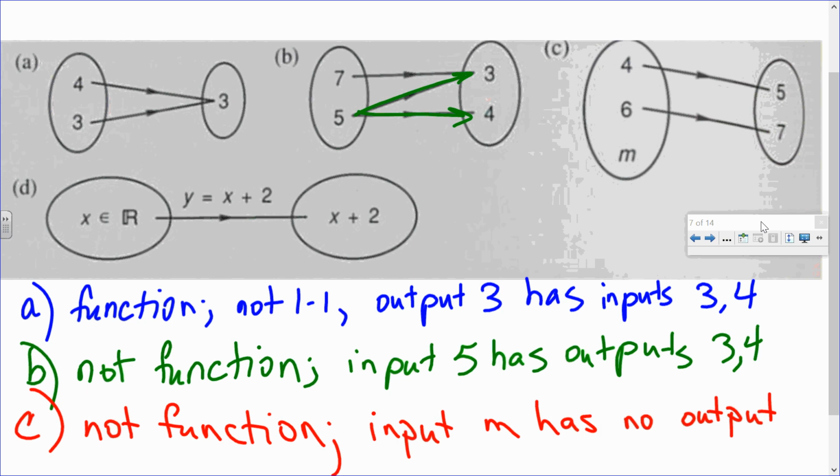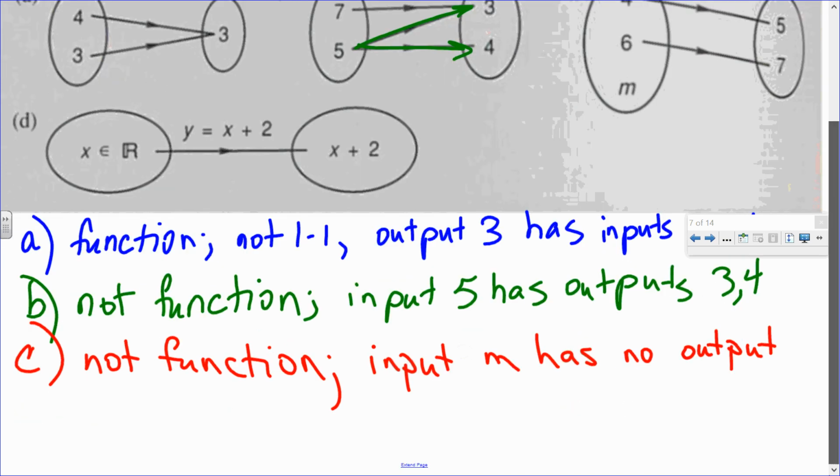Okay, D is a little bit different, so I want us to make sure we talk about that and understand a couple of ways to think about it. For D, the domain is all of the real numbers. Is it possible to write down all of the real numbers? That's why we don't have that oval with a whole bunch of numbers in it. We just say all of the real numbers. So we then have a rule for how we get to the outputs. So the rule is you take a real number and you add 2.